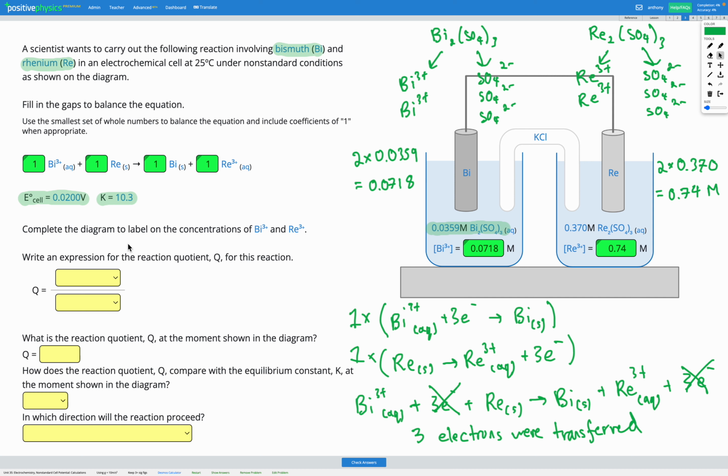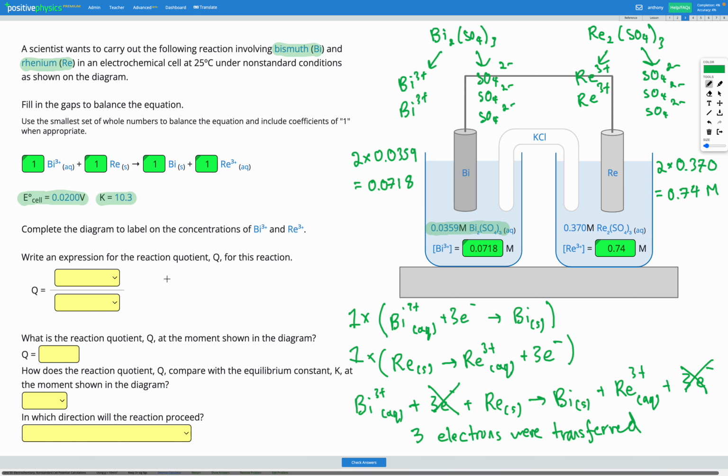Next, we need to write an expression for the reaction quotient Q for this reaction. Remember, this is exactly the same as writing an expression for the equilibrium constant. The way that we do it is by putting in our concentrations of our products on the top to the power of their coefficients, and on the bottom we have the concentrations of our reactants to the power of their coefficients. Remember, solids and liquids are not included in this equation. Now in the products, bismuth is a solid, so that's not going to be included in our reaction quotient expression, but rhenium 3 plus is aqueous, so that is going to be included.